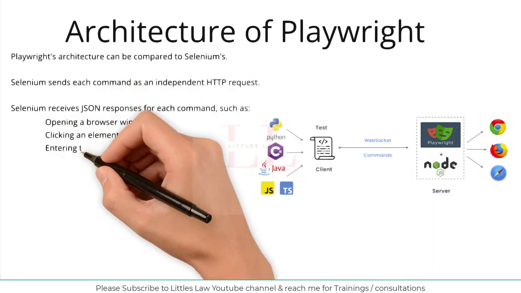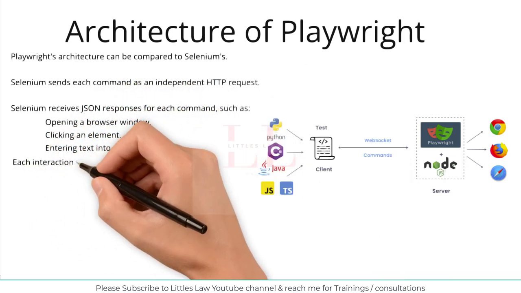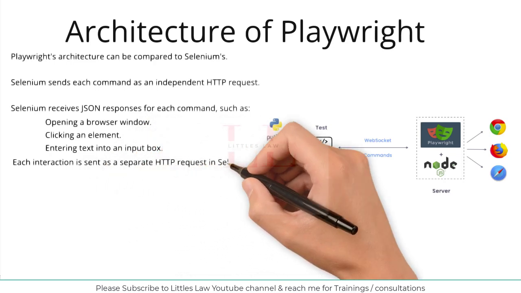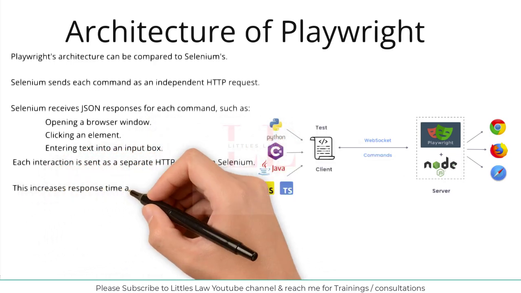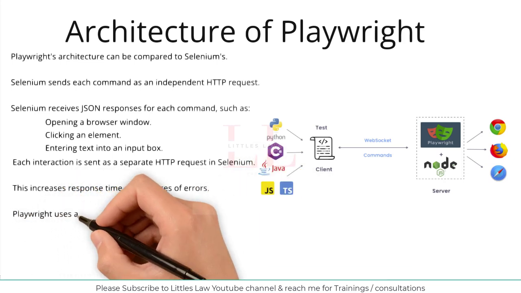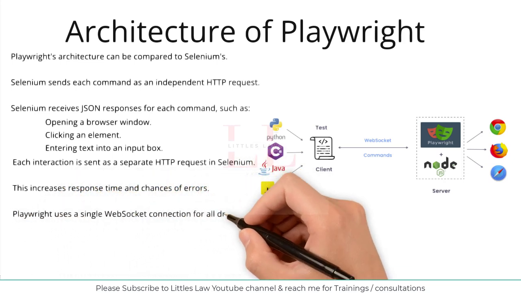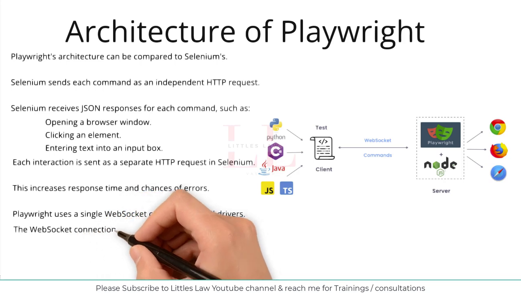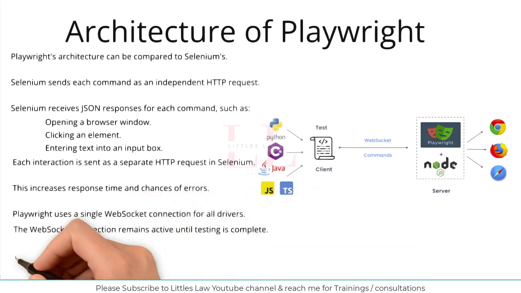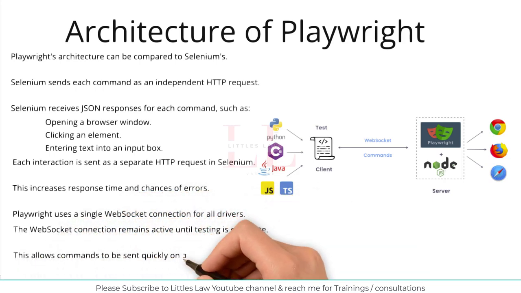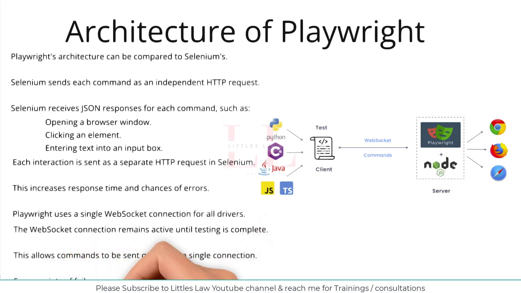Every time you want the robot to do something, like opening a browser, clicking a button, or typing in a text box, you send a separate message, like sending an email. The robot reads the message, does what you ask, and then sends you a reply, like receiving an email back. Since you're sending lots of individual messages, it takes longer and there are more chances of mistakes.